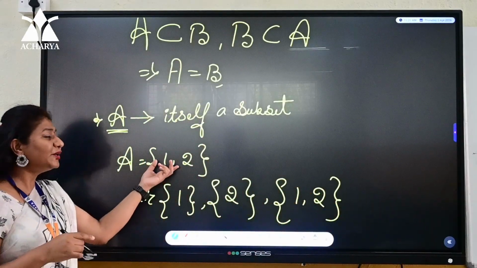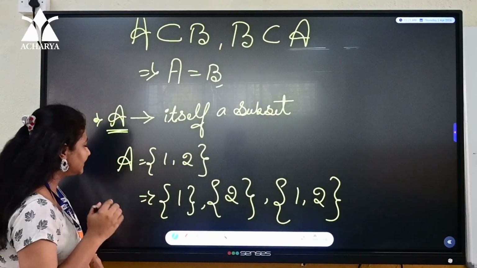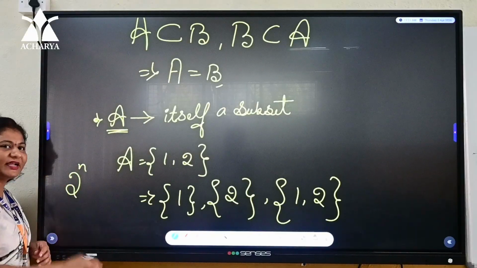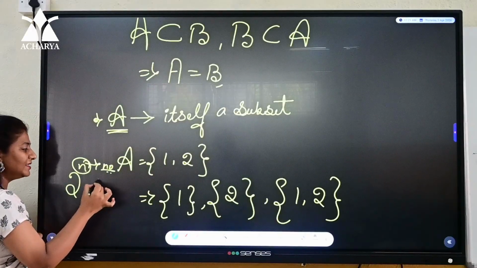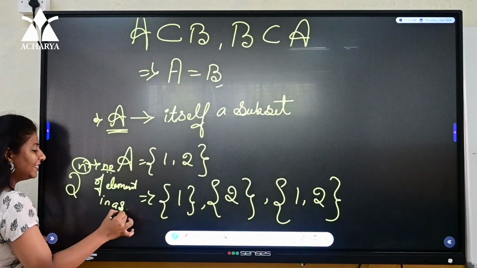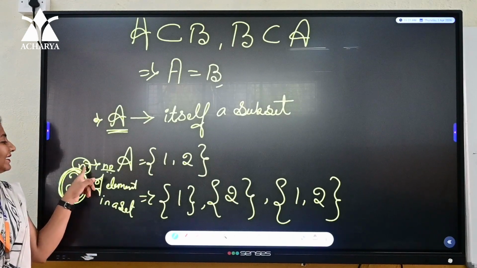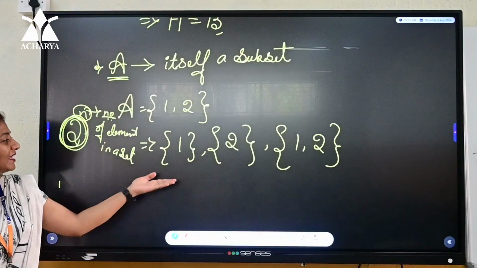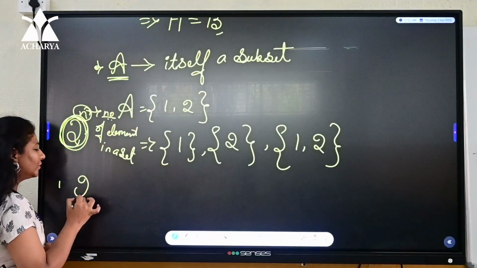But observe here, there are only three sets. There is a small formula for the number of subsets, which is 2 power n. Here n always represents the number of elements in a set. For any set, the base is 2 and n is the number of elements given in the set. In A, how many elements are there? Two elements. So 2 power 2.